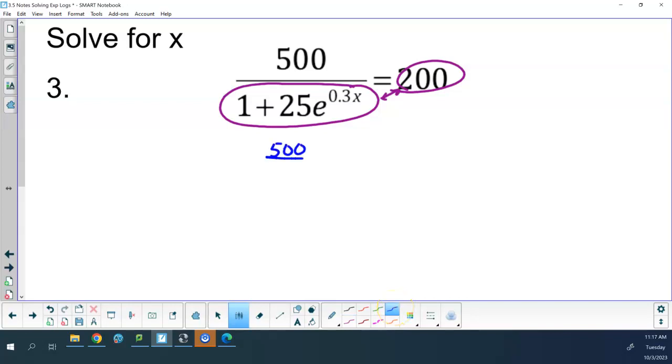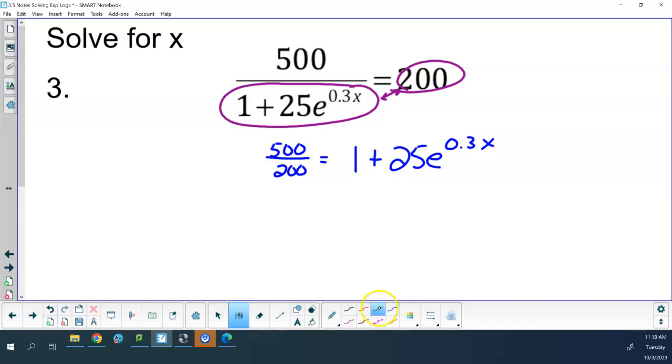500 over 200 equals 1 plus 25e^0.3x. You can move stuff around on the diagonals in a ratio. 500 over 200, what's that reduce to? 5 over 2, right? What will we do next then?